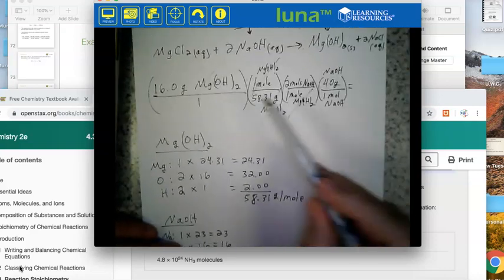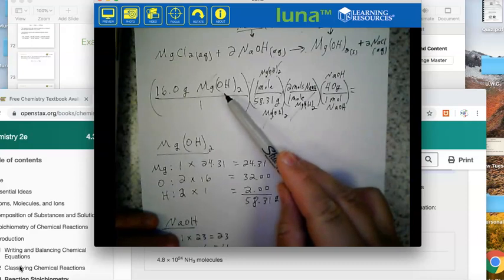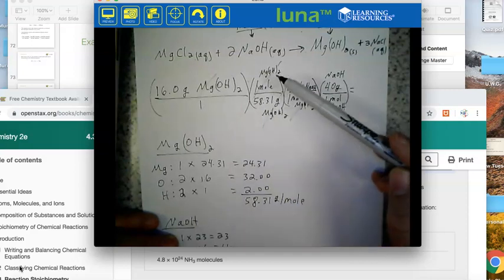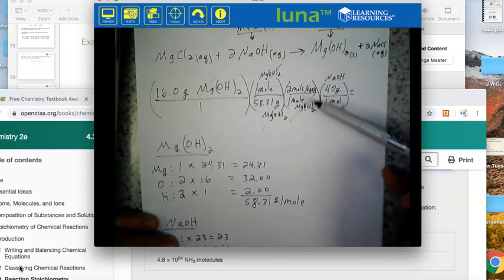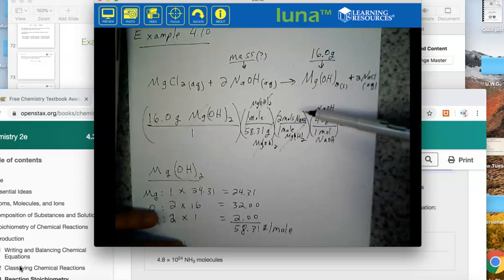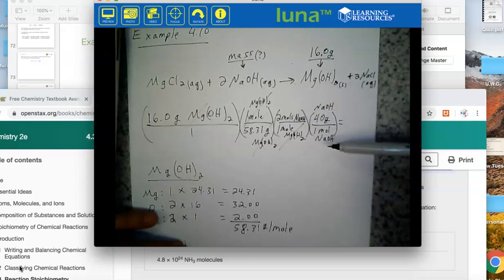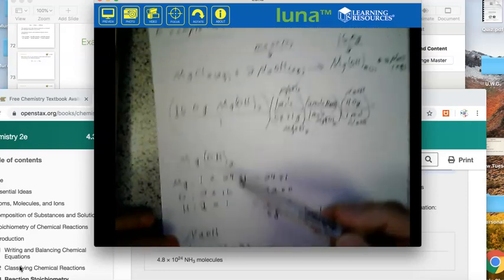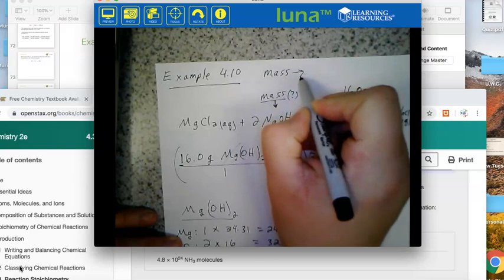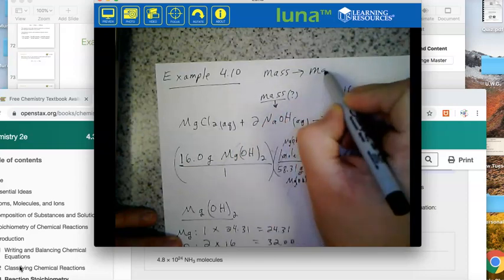Okay, so here I went from mass of magnesium hydroxide to moles of magnesium hydroxide using molar mass, and then moles of magnesium hydroxide to moles of sodium hydroxide using my molar ratio from my balanced chemical equation, and then moles of sodium hydroxide to mass of sodium hydroxide using molar mass. So when you have what I refer to as a mass-to-mass problem, you're given the mass of one substance, you're having to find the mass of another.